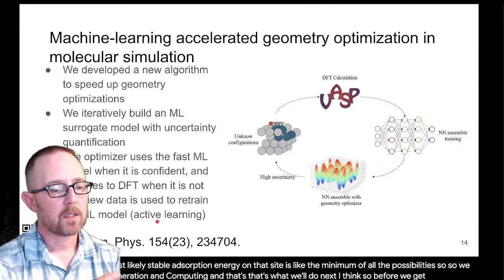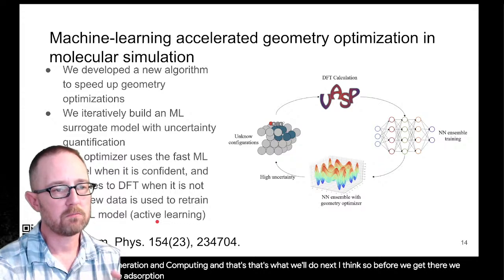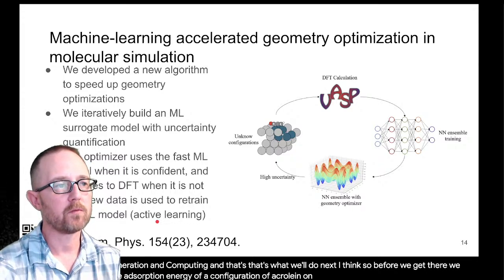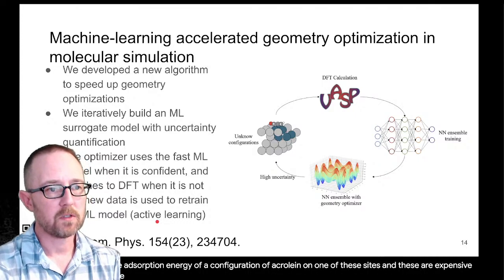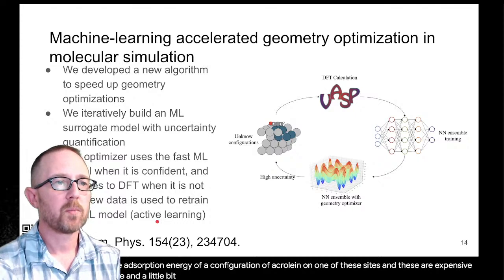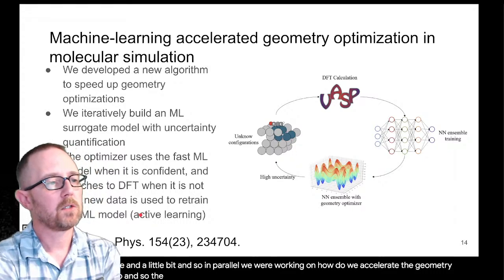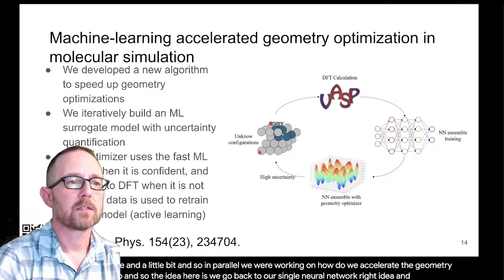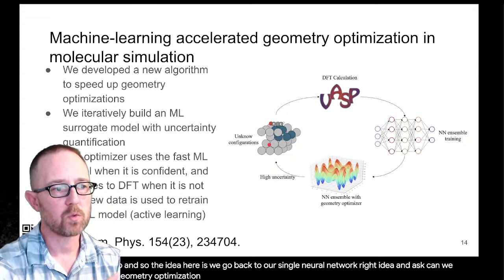Before we get there, we have to be able to map the adsorption energy of a configuration of acrolein on one of these sites. And these are expensive. I'll show you how expensive in a little bit. And so in parallel, we were working on how to accelerate the geometry optimization to speed it up. The idea here is we go back to our single neural network idea and ask, can we incorporate that into the geometry optimization with VASP?